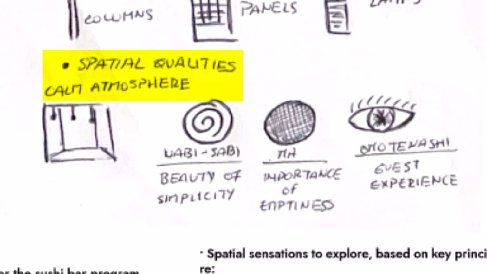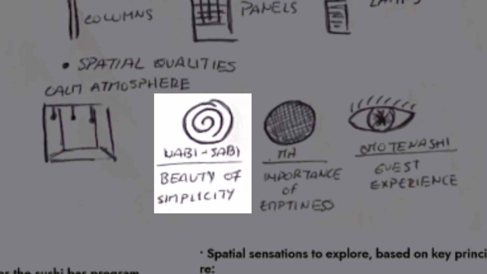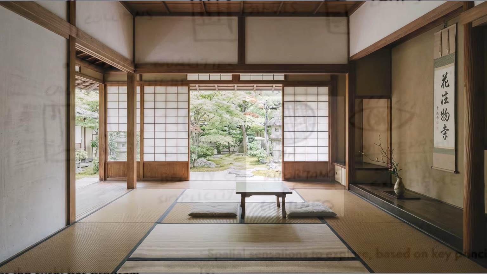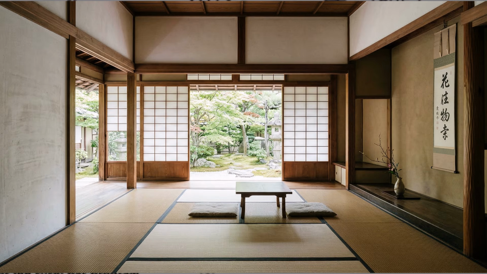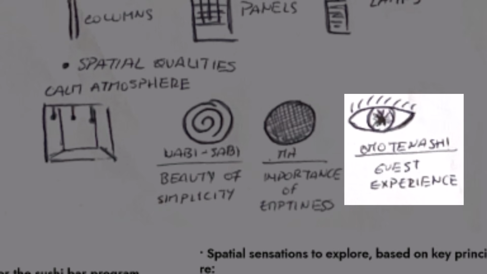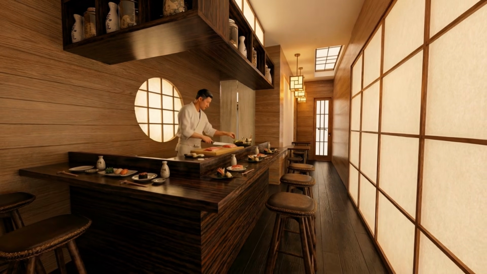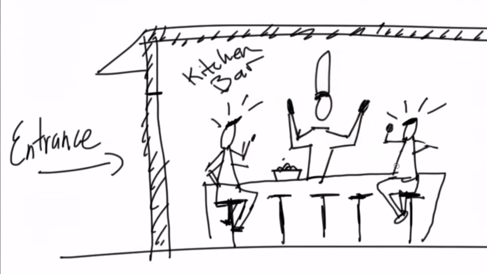Here we draw inspiration from traditional Japanese concepts such as Wabi-Sabi, which celebrates the beauty of simplicity. We also incorporate Ma, which emphasizes the importance of empty space, allowing the interior to breathe rather than feeling overcrowded. And finally, Omotenashi, which focuses on hospitality and the guest experience. In this case, that experience revolves around allowing visitors to observe how the chef prepares the dishes.